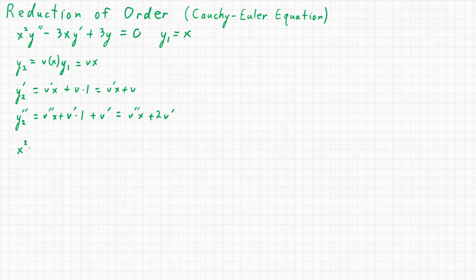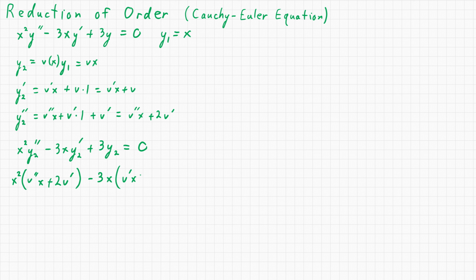Now we're going to plug it into the original ODE. So we're going to have x squared times y2 double prime minus 3x times y2 prime plus 3y2, and that all has to equal 0. So I have x squared times v double prime x plus 2v prime, minus 3x times y2 prime, which is v prime x plus v, and I've got a plus 3 times y2, which is just v times x, and that all has to equal 0.